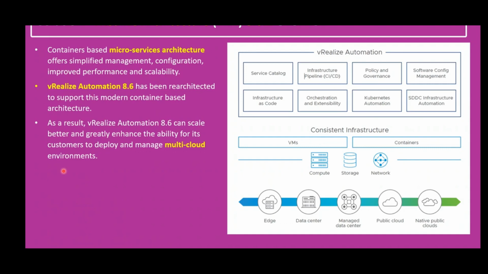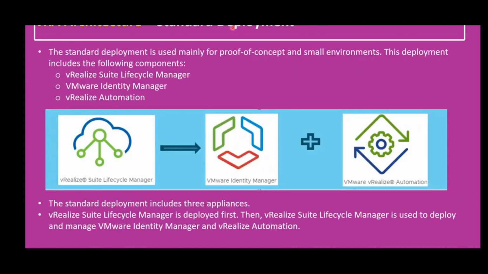Okay, in our next slide, I'm going to show you the VRA architecture standard deployment. In today's lab, we identified how to install the VRA architecture. The standard deployment is mainly for proof of concept and small environments. This deployment includes three components. During today's installation, we noticed the first installation is LCM, and using LCM it will provision IDM, identity manager, and then it will provision VRA.